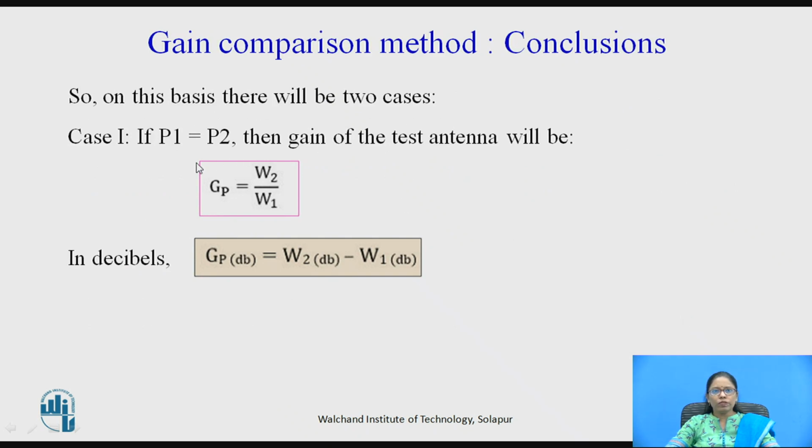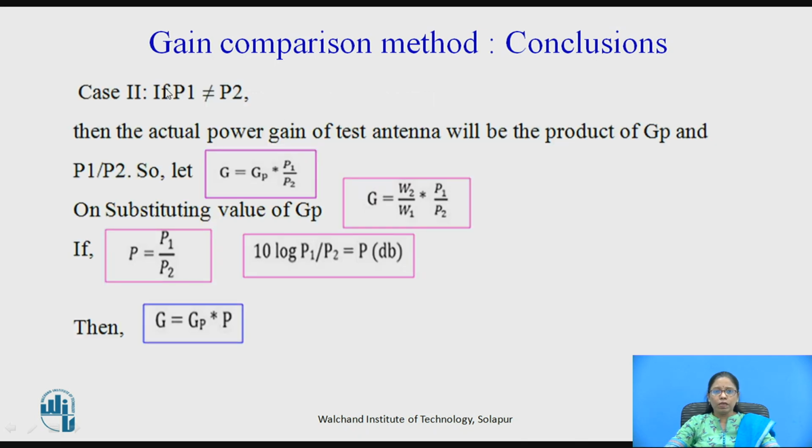On the basis of this, if P1 is equal to P2, the gain of the test antenna will be GP, which is W2 upon W1. The condition is P1 equal to P2. In that case, the power gain is W2 by W1, where W is the radiation intensity, or if the power gain is in dB, it is W2 dB minus W1 dB. In case P1 is not equal to P2, then the actual power gain of the test antenna will be the product of GP into P1 by P2, where GP is W2 by W1.